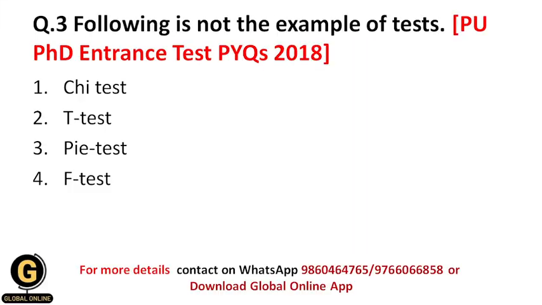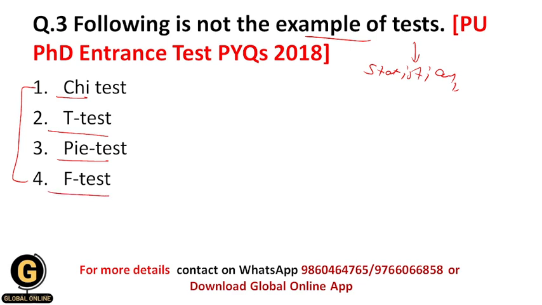Okay, following is not the example of test. Now they have given you different options. From these options, which is the option which is not the example of test? Test means statistical test. Okay, so now let us see the options: chi test, t test, pi test, f test.